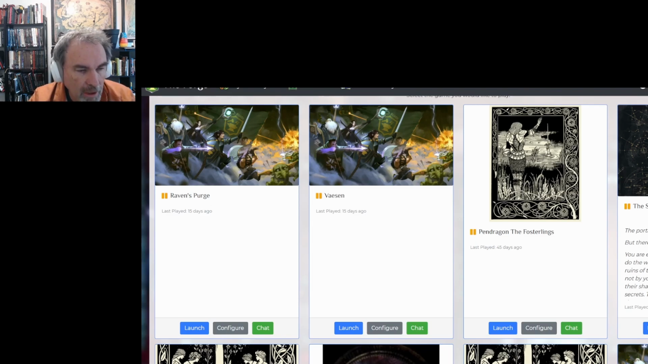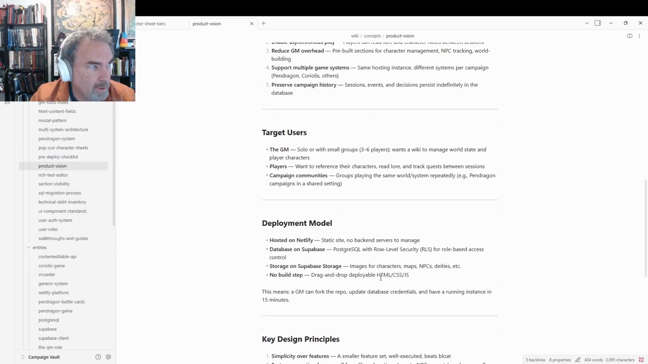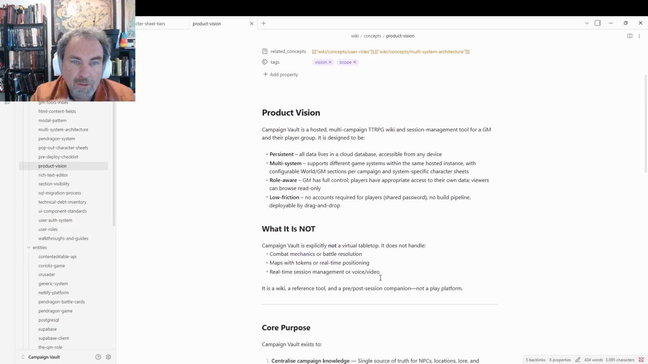So the first thing I want to introduce you to, which is kind of the heart and soul of almost everything I've done, is starting to talk about what was the vision for the product and what was I trying to achieve. So we have here Obsidian, which I'll talk about when we get to the stack. But the product vision was really clear. I needed something that persisted over time and allowed multiple players in multiple campaigns to access information at the same time.